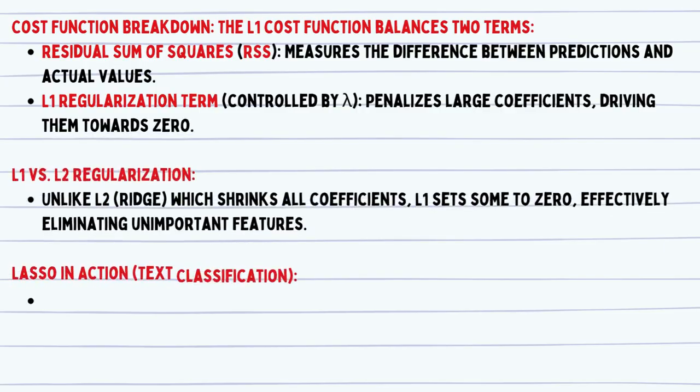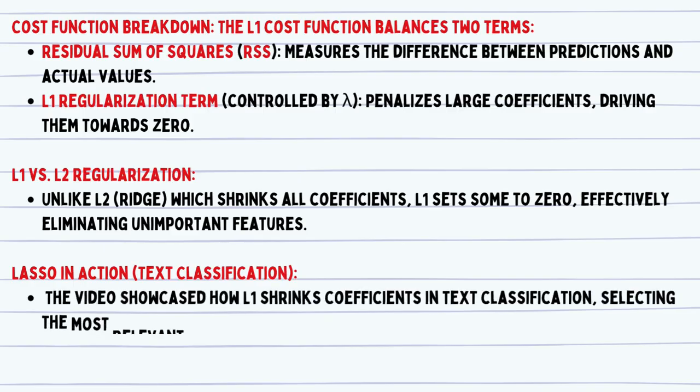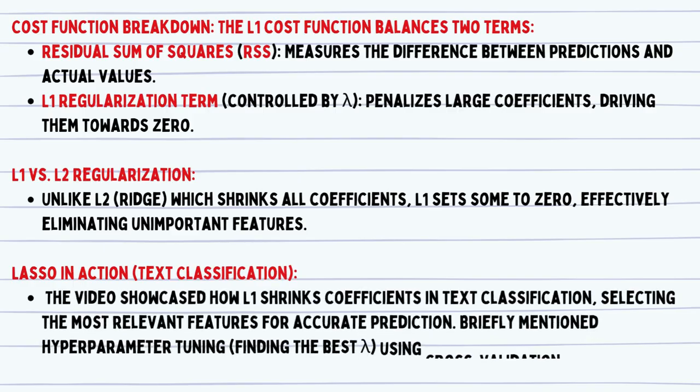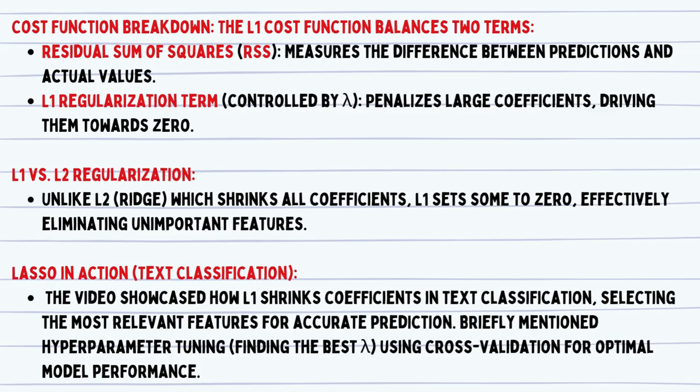We highlighted how L1 differs from L2 regularization, focusing on its ability to eliminate unimportant features. Following this, we showcased a visual example using text classification, demonstrating how lasso regression shrinks some coefficients to 0 and effectively selects the most important features, while briefly touching on hyperparameter tuning for lambda using cross-validation.